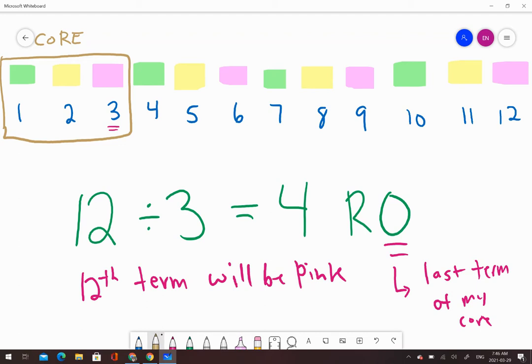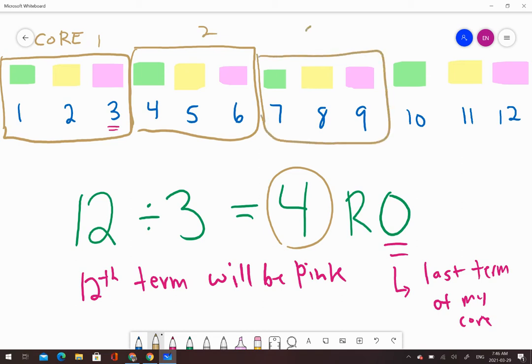And as you can see here, if I circle my core 4 times, that's how many times my core repeats. So 1, 2, 3, 4. You can see that my core fits in evenly. So the last bead that I place is going to be the last color of my core, or the last term in my core. So whenever you get a 0, you're always looking at that last term. If you get a remainder, you're looking at the term with that remainder. I hope this was helpful.